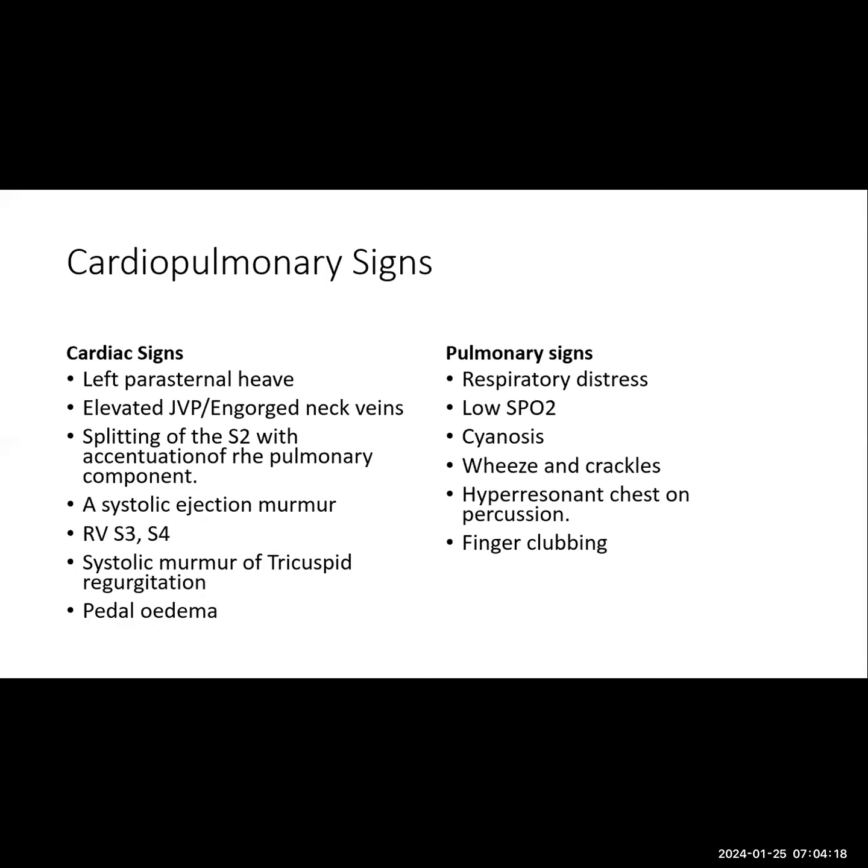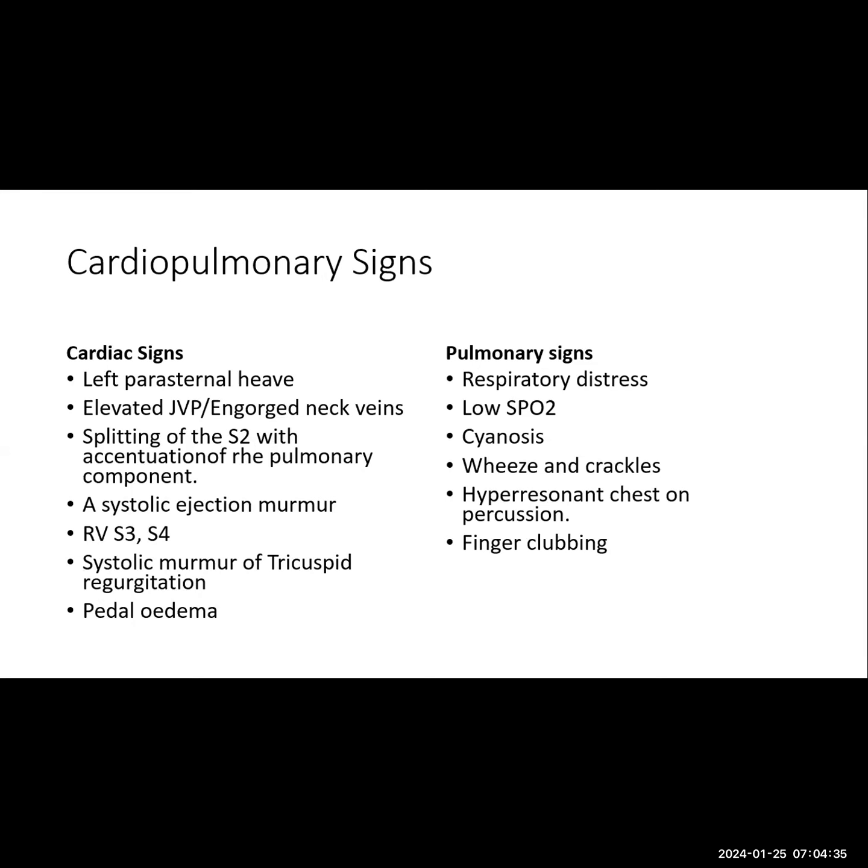We can hear you again. Pulmonary hypertension. Can you hear me? Yeah, we can hear you now. Okay, sorry. Yeah, we can hear you.